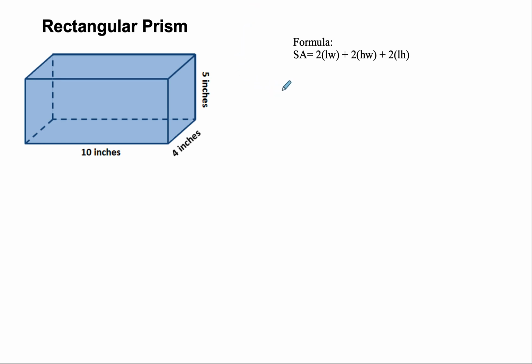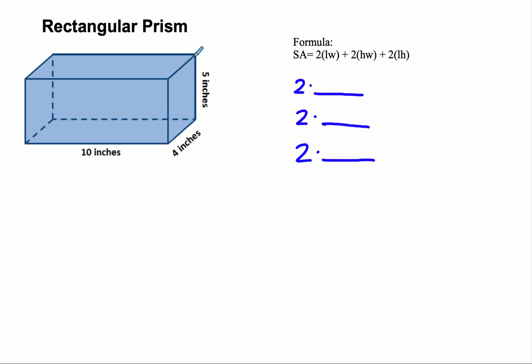Basically what that means is to find each of the sizes of rectangles and multiply them by 2, because on a rectangular prism you have 2 of each size of rectangle. So I have 2 times something, 2 times something, and 2 times something. And it doesn't really matter which one's length and width and height.